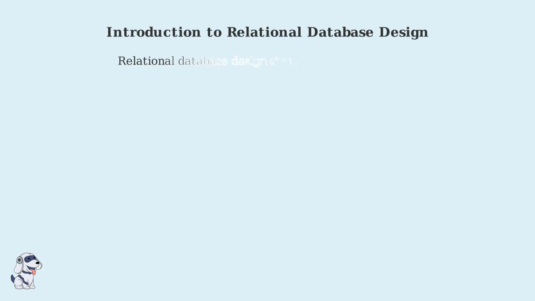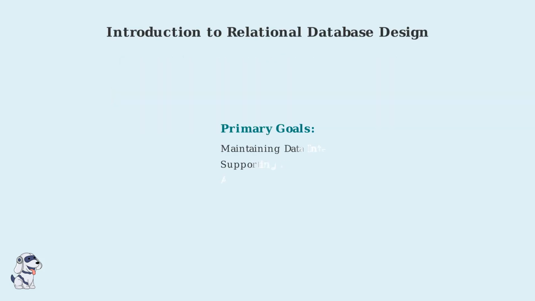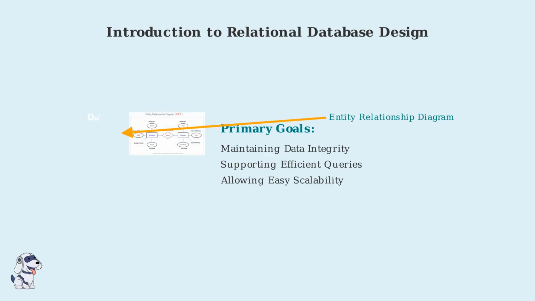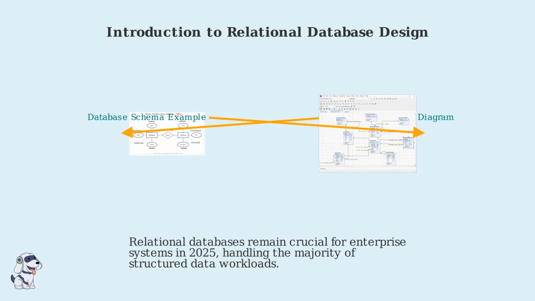Relational database design structures data into tables with defined relationships. A well-designed database ensures data accuracy, consistency, efficiency, and ease of maintenance. The primary goals are maintaining data integrity, supporting efficient queries, and allowing easy scalability. Relational databases remain crucial for enterprise systems in 2025, handling the majority of structured data workloads.